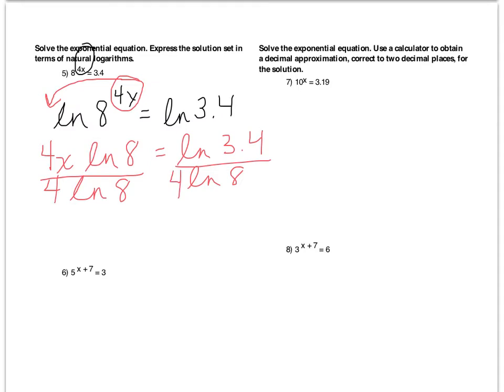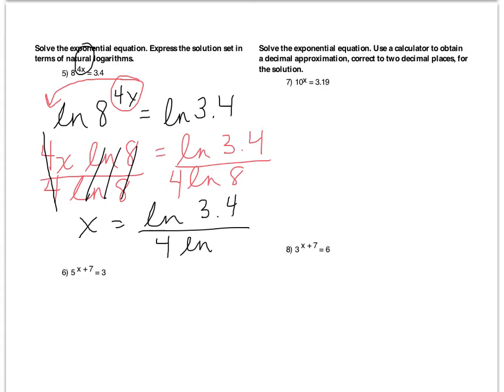See that? All in one step. The 4 cancels. The natural log of 8 cancels, and I'm left with just x equals natural log of 3.4 over 4 natural log of 8. And you're going to use your calculator to get that decimal answer.